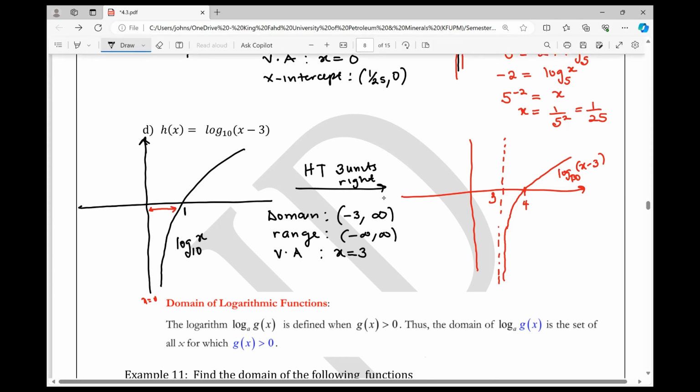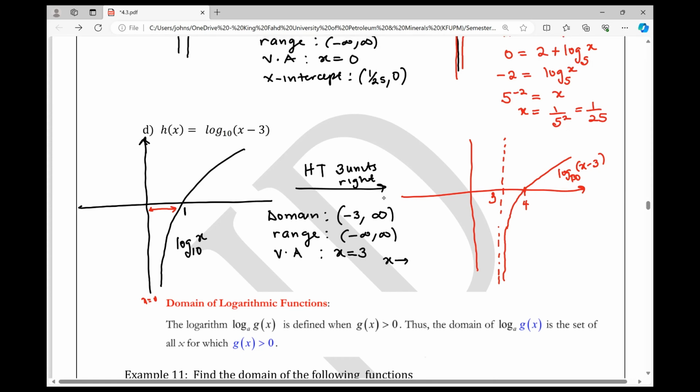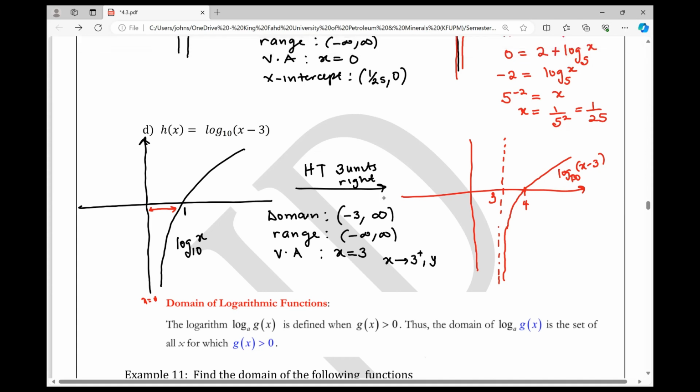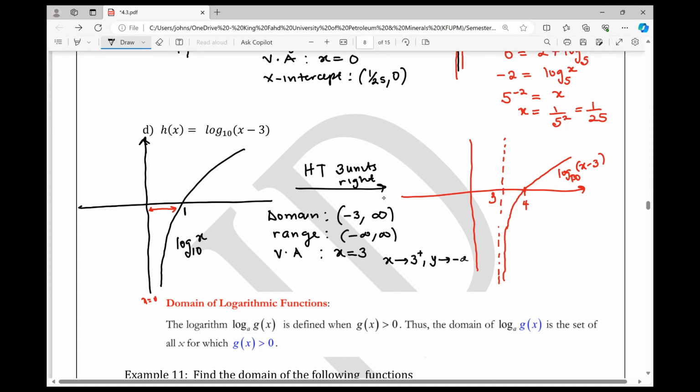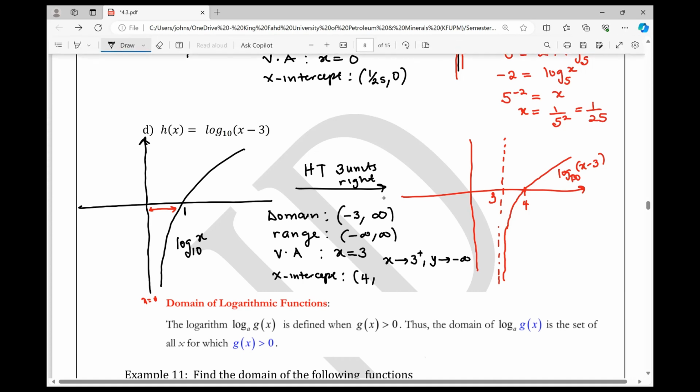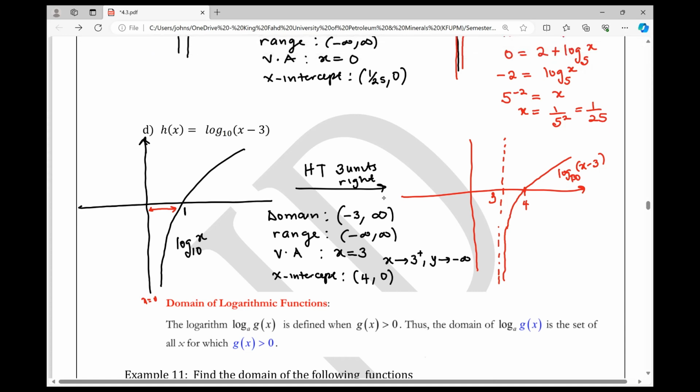And you can see this is true because as x goes to 3 from the right, you will see that our function is going to minus infinity. So it satisfies the definition of a vertical asymptote. So now you can see we have our x-intercept, which is just 4 and 0. All right.